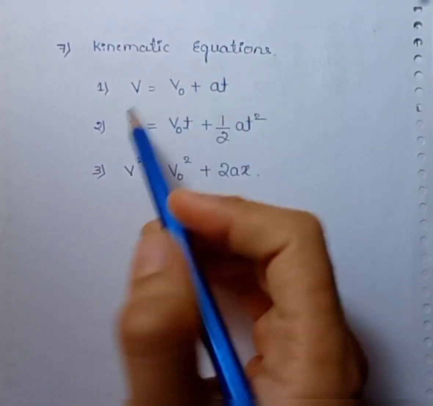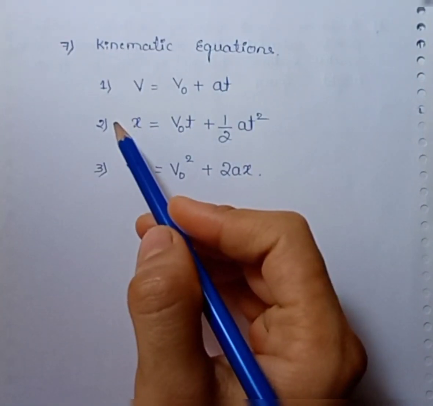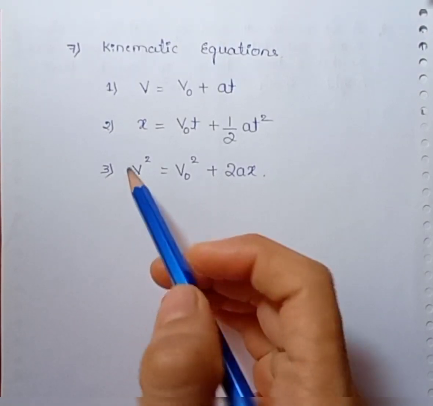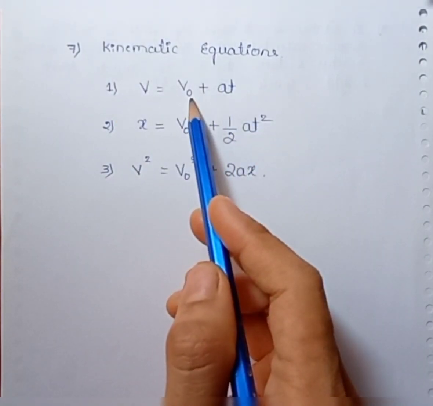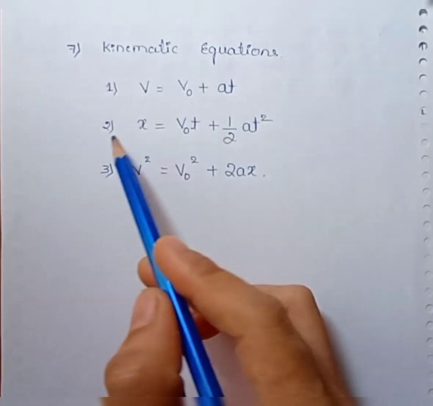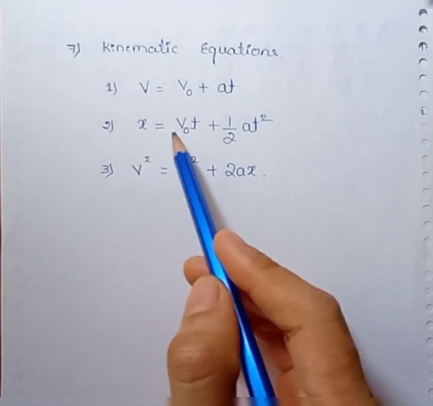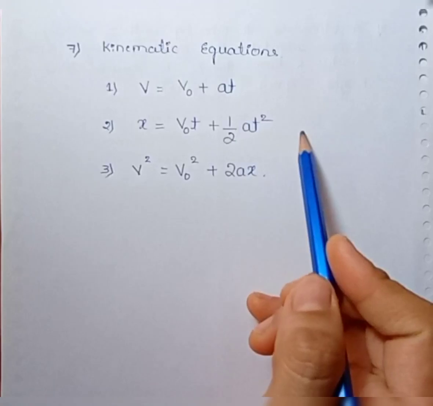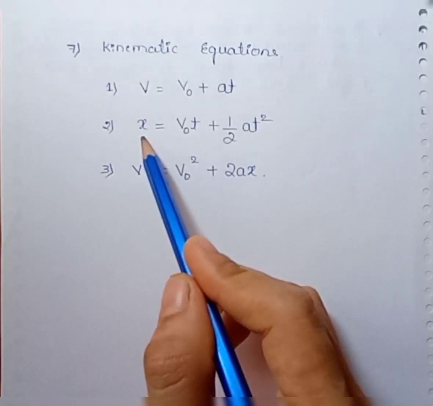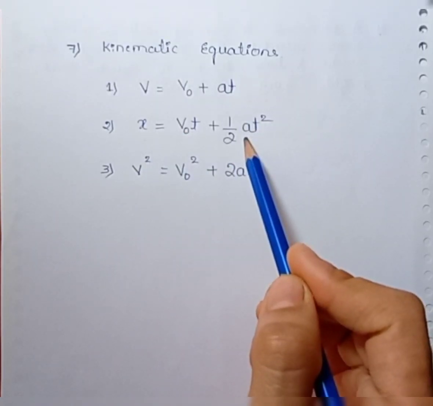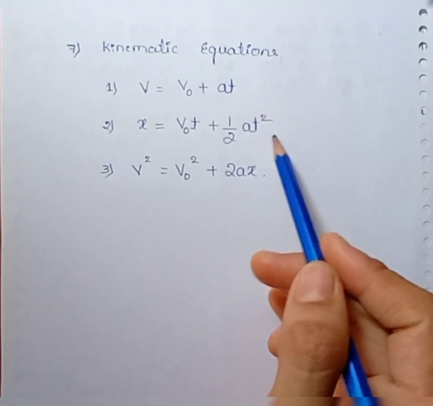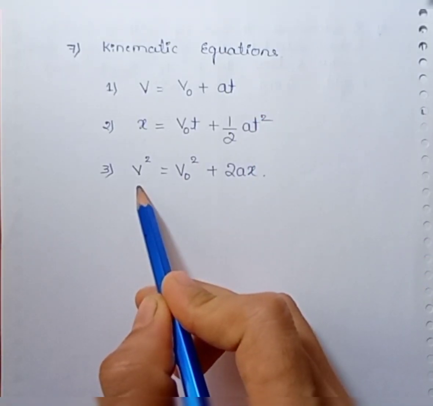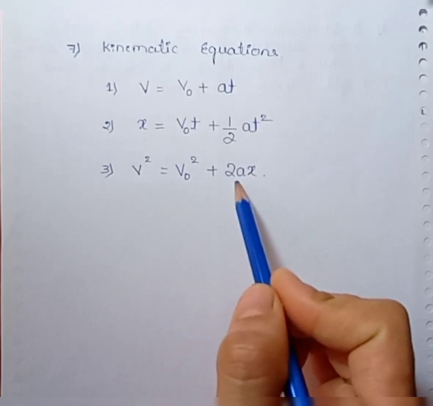We already know it. V equals v naught plus at. V naught means initial velocity, v is final velocity. Second one, x equals v naught t plus half a t square. Here v naught is initial velocity, x is displacement, a is the acceleration due to gravity or acceleration, t is time. Third one, v square equals v naught square plus 2ax.